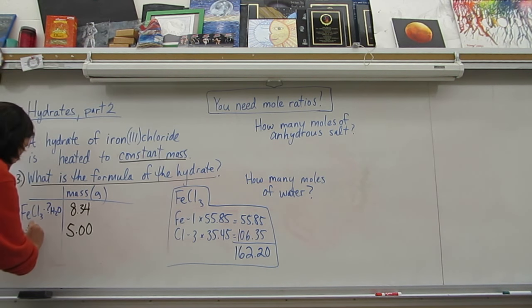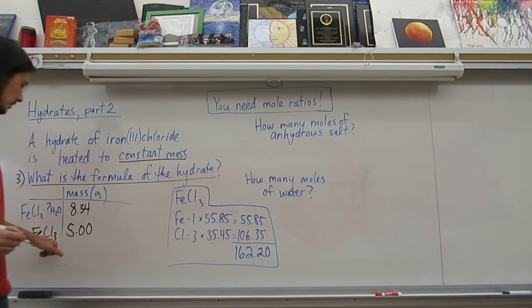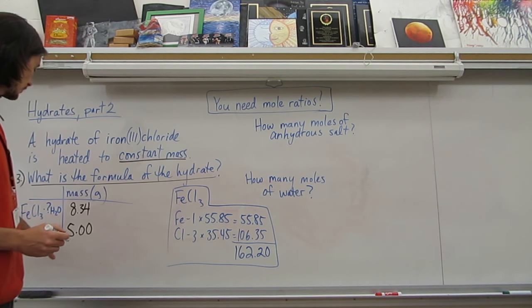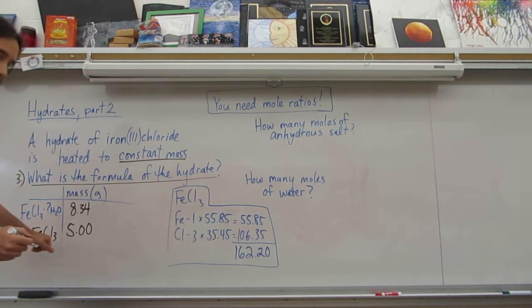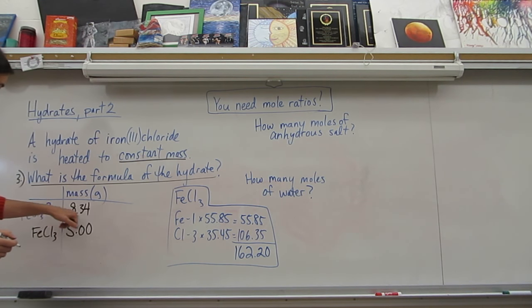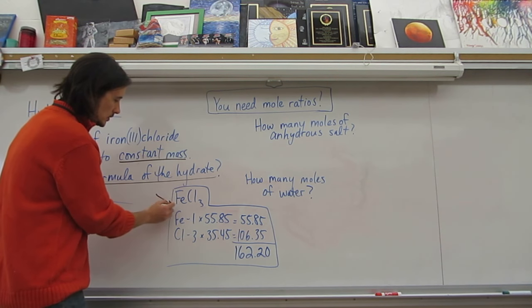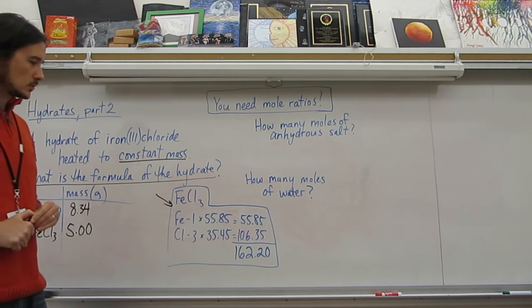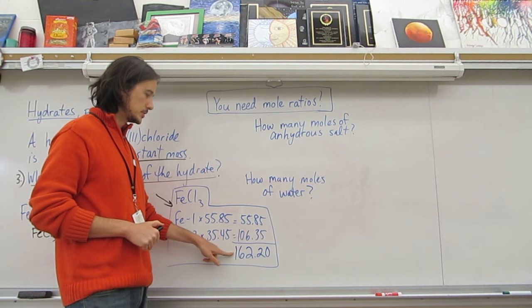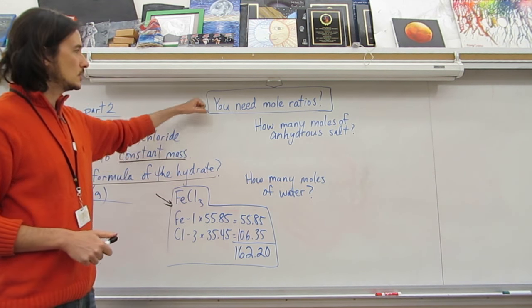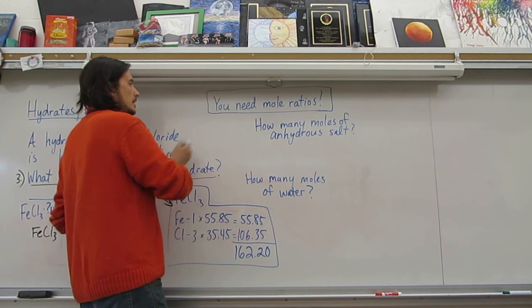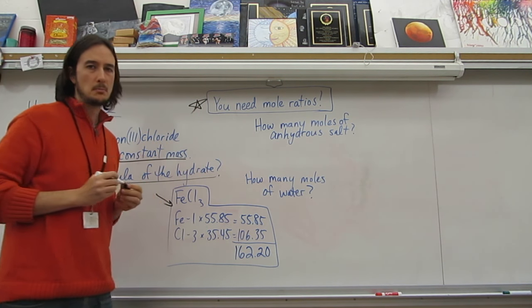But I'm just going to get rid of that because this is a question you might be asked in a textbook. And I know that that is the mass of iron 3 chloride. Okay, I have 5.00 grams of iron 3 chloride, and I know this 8.34 grams has some water in it. Okay, so here is your molar mass of iron 3 chloride. We get 162.20.